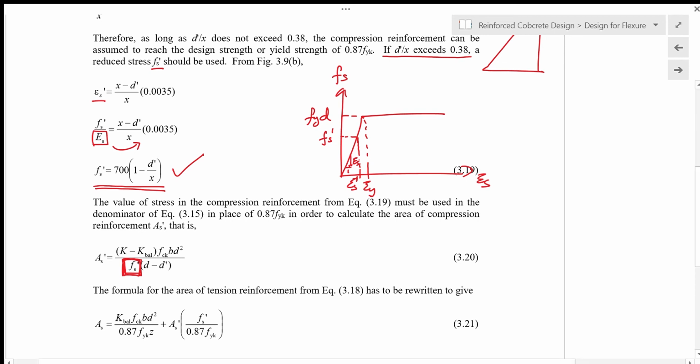And then the formula for the area of tension reinforcement has to be rewritten to give something like this as well if the compression steel is not yielding. So we have an additional term here to relate the non-yielding stress fs prime to the design stress fyd, which is 0.87 fyk.